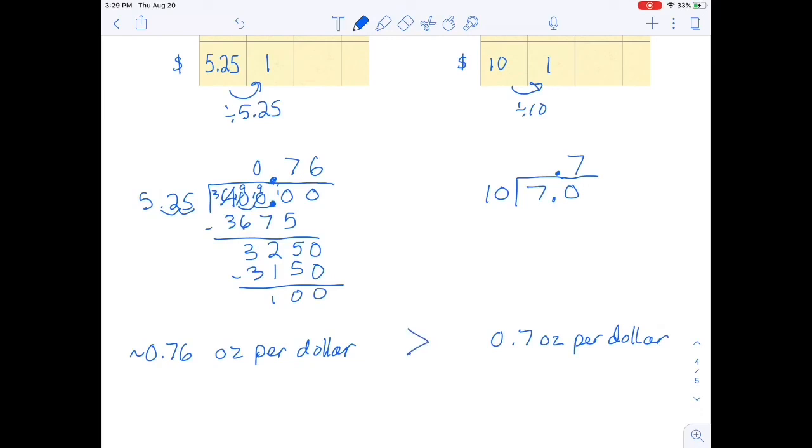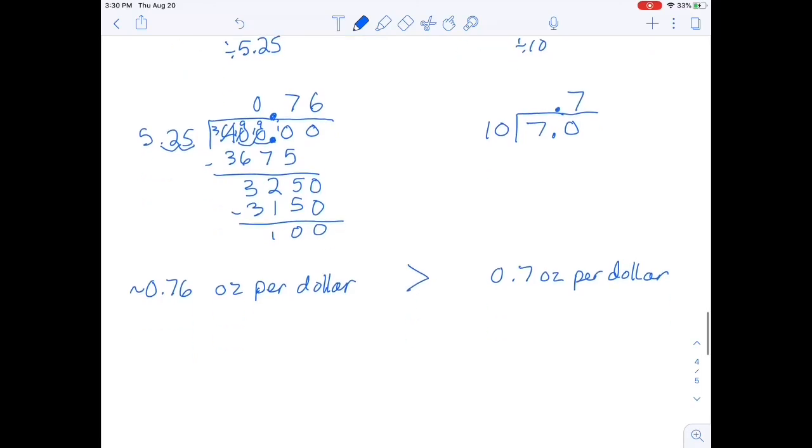So here we're comparing 76 hundredths and 7 tenths, and for every dollar that I pay, I would like to get more ounces of my spice. So that makes store A the better deal, more ounces for every dollar.